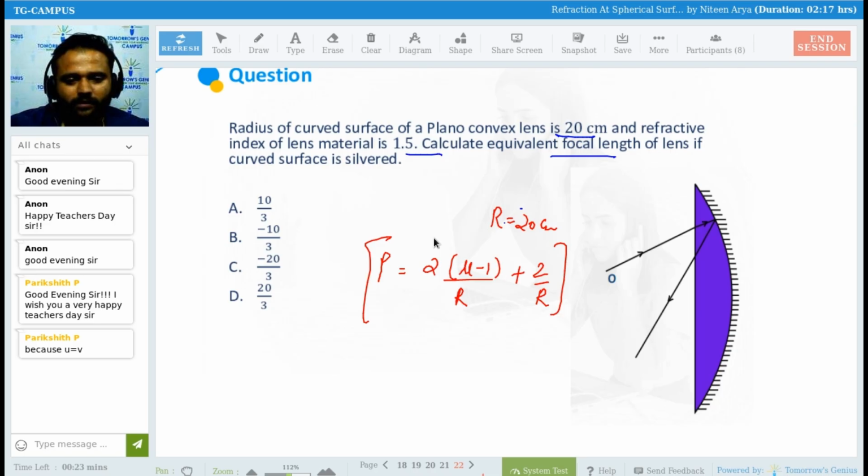Okay, the power is given, and calculate the equivalent focal length. Mu is given and everything is given. So first of all, get the power, and using the power equals 1 by F, you can get the focal length. Do that now. Is this clear now? I already gave you the answer.